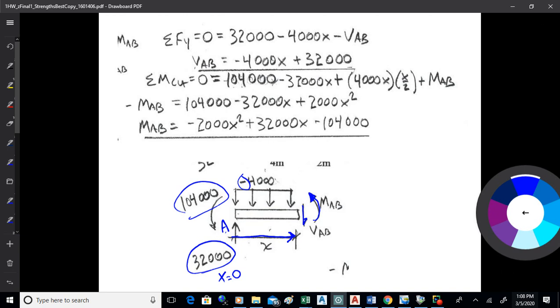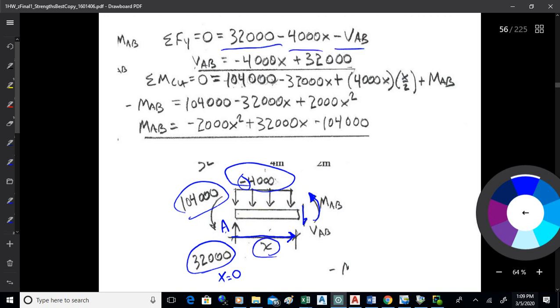Once you've got the diagram, you just sum forces in the y. 32,000 is the reaction, so that's up, minus the 4,000 times the distance over which it acts, which is x, that's down, minus VAB. So you can solve for VAB: it's negative 4,000x plus 32,000. These are the areas here, at least in one area of the 4,000x.